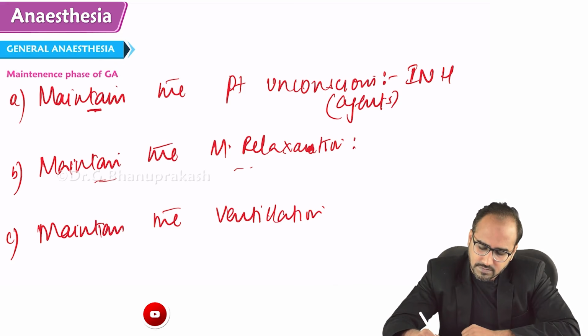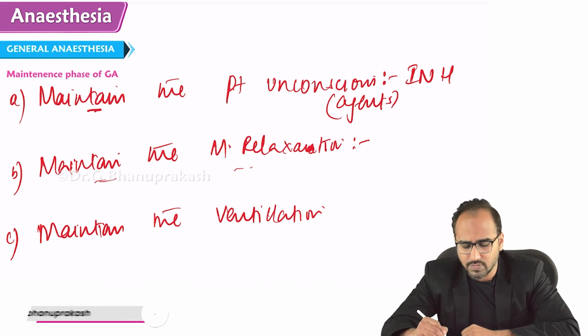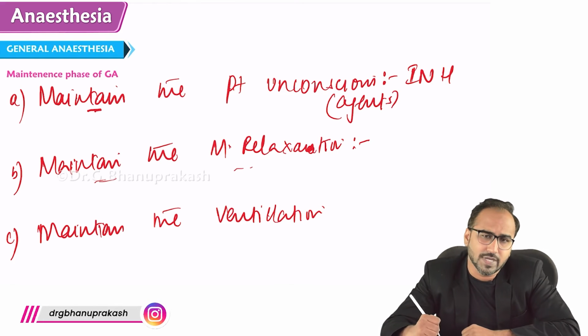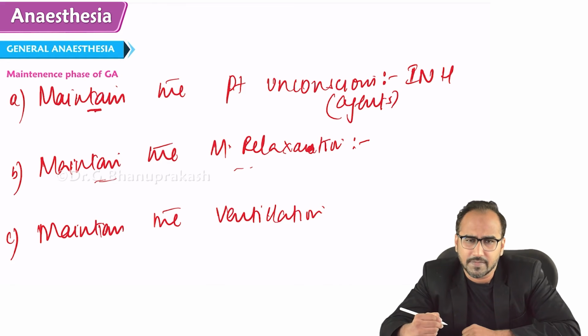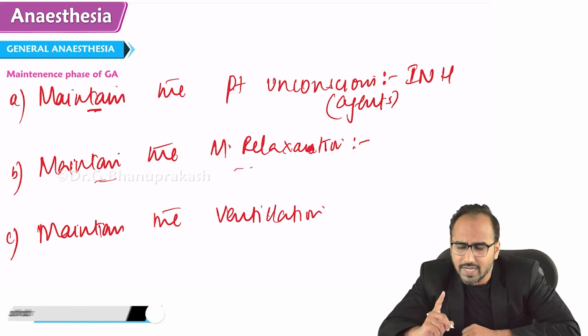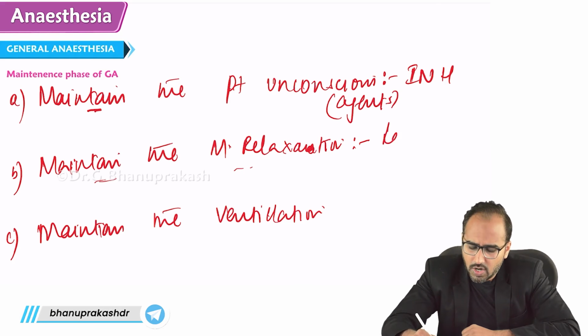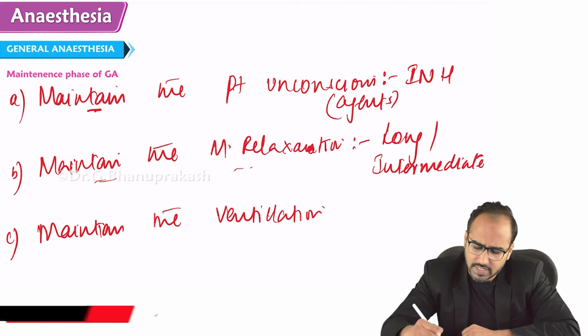Next, once you have maintained the patient unconscious by inhalational agent, the next thing is what? You maintain the muscle relaxation. How will you maintain the muscle relaxation? Will you give a short-acting or a long-acting? Think, guys. Short-acting is always given before intubation. Now the patient is already intubated. Now you can give a long-acting or intermediate-acting muscle relaxant according to the surgery.